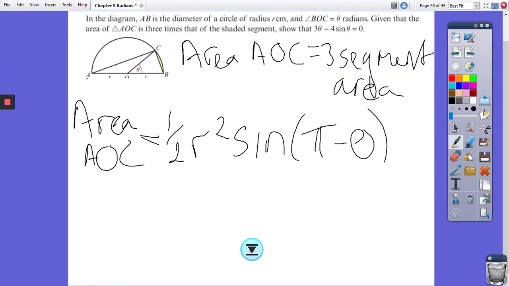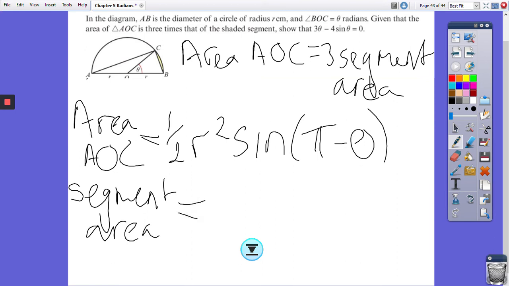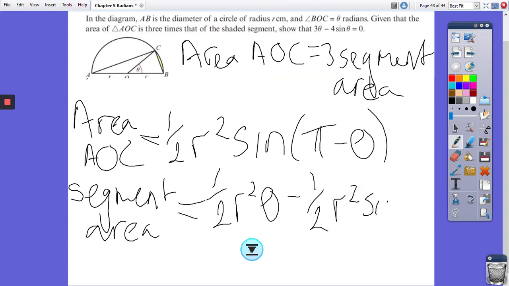But in the meantime, let's work out the area of the segment. In the area of a segment, we're going to work out the area of a sector, which is a half R squared theta. And we're going to take away the area of the triangle, which is going to be a half R squared sine theta, because it's half ab sine C.